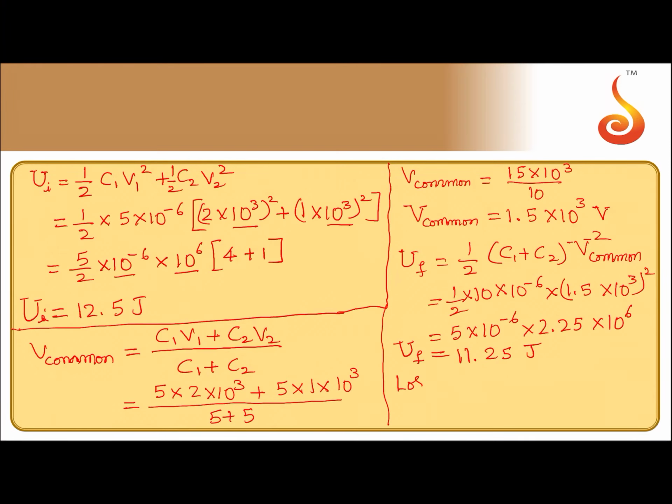So, loss of energy should be equal to initial energy minus final energy, that is 12.5 minus 11.25, that is equal to 1.25 joule. This is the loss of energy. So, that is option C.